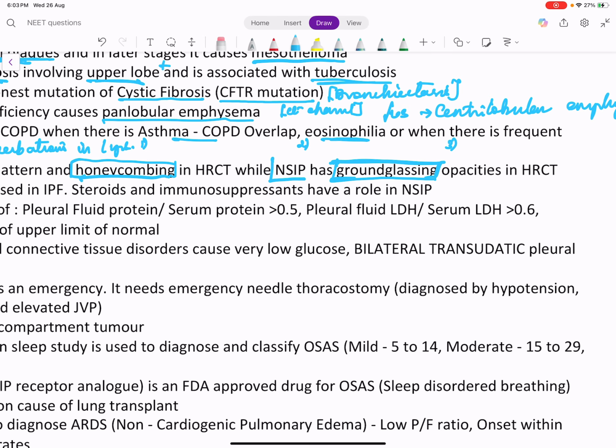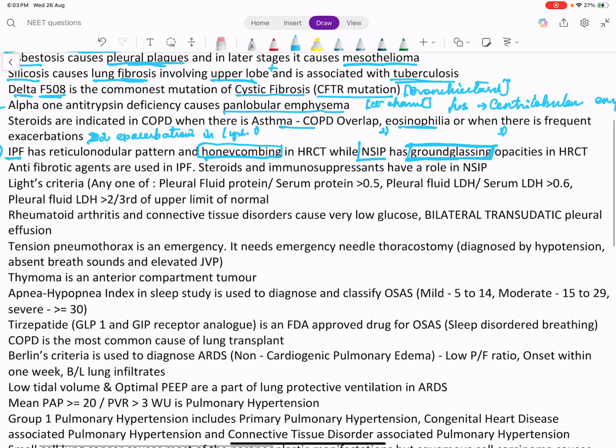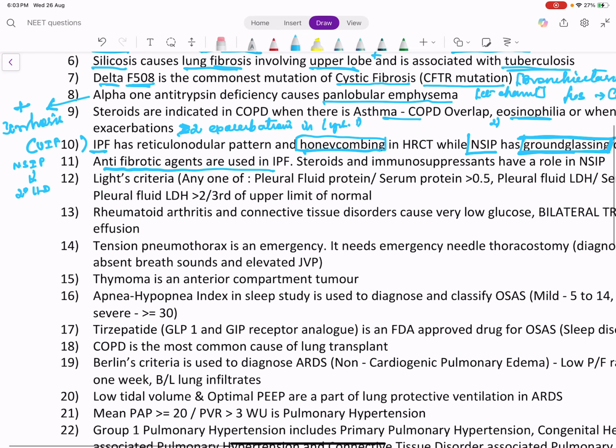Ground glassing means we are able to see the airways through the opacity. Honeycombing is IPF or UIP. Ground glassing is NSIP. So in IPF, what we give is antifibrotic agents. They are nintedanib and pirfenidone.